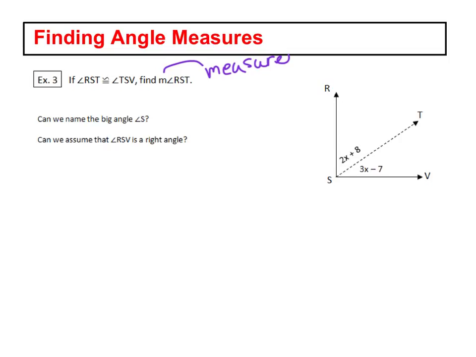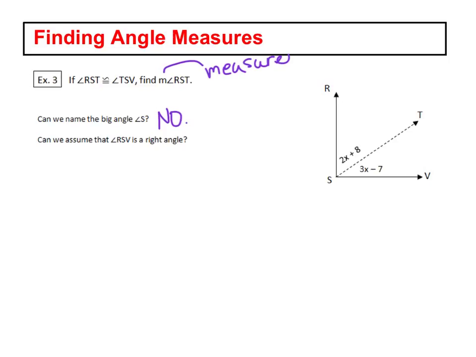So just a couple of review things. So the big angle, can we name the big angle angle S? So here's the big angle right here. And we talked about this in another video. Can we just say that that's angle S? And no, we can't. The reason we can't do that is because it's not specific enough. Angle S could be the big angle, or possibly this angle, or possibly this angle. This point, S, is the vertex for 3 different angles. So we need to be more specific than that.